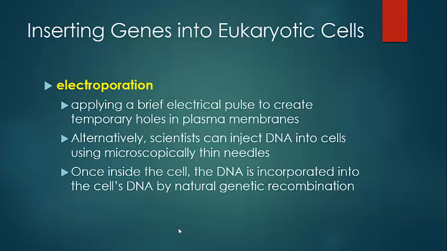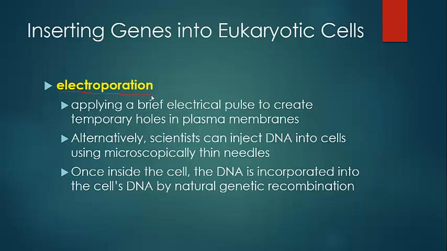How else can we insert genes into eukaryotic cells? We know that it's very easy to insert genes into prokaryotic cells because prokaryotic cells take in plasmids easily through the process of transformation. How do you then insert genes into eukaryotic cells? We often use a process called electroporation, which you see right here.